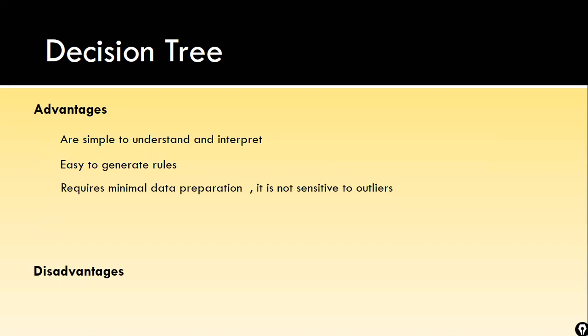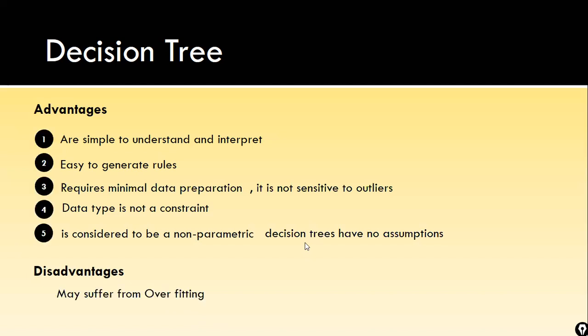Data type is not a constraint. In logistic regression and linear regression, all the independent variables are supposed to be numeric. Here, data type is not a constraint. It requires minimal data preparation. It is considered to be non-parametric. It doesn't make any assumption.